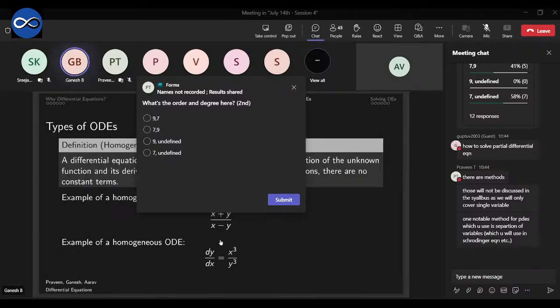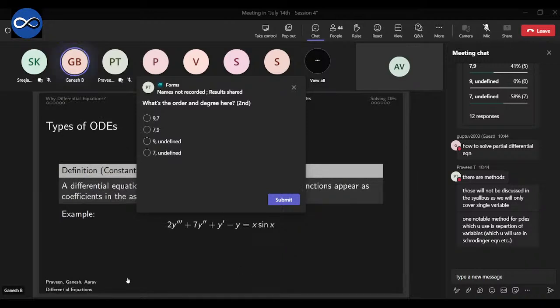These are a couple of examples. This is a homogeneous function. If you put in lambda x and lambda y, you see that you get the function again. It's an example of a homogeneous function. And this is an example of a homogeneous ODE. When you rearrange it, you see that it's y cubed dy minus x cubed dx equals 0. Or you can think of it like y cubed by x cubed y dash equals 0. There is no term with no y. Or you can think of it like the right hand side of the equation is 0, if you want to think about it that way.